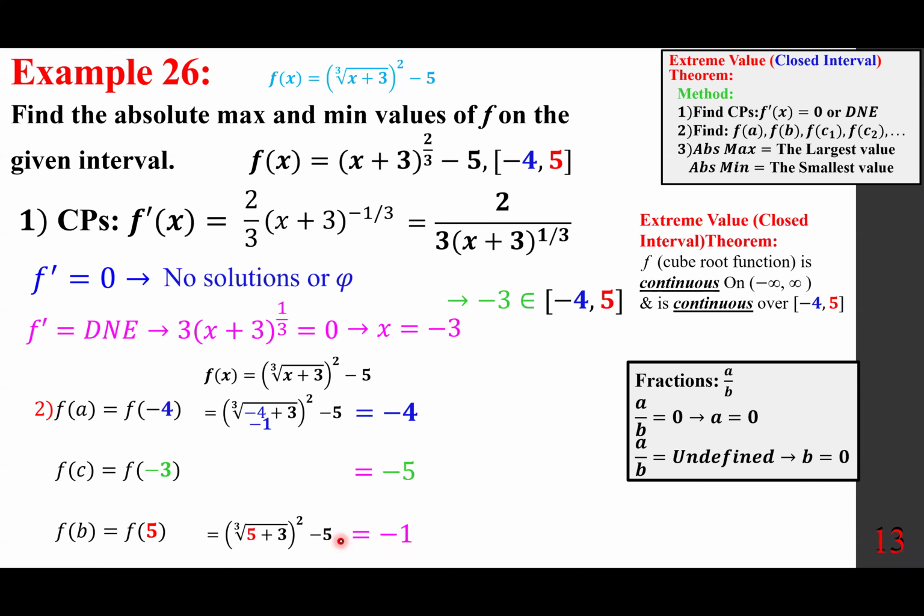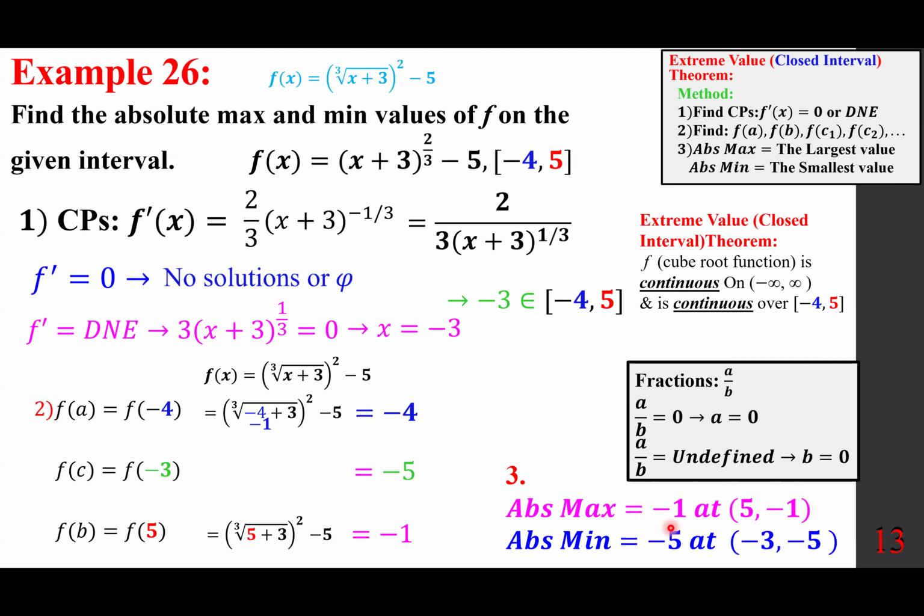They're all negative. The largest value, negative 1. The smallest value is negative 5. And we write absolute maximum is negative 1 at 5, comma, negative 1. Absolute minimum is negative 5 at negative 3, comma, negative 5.